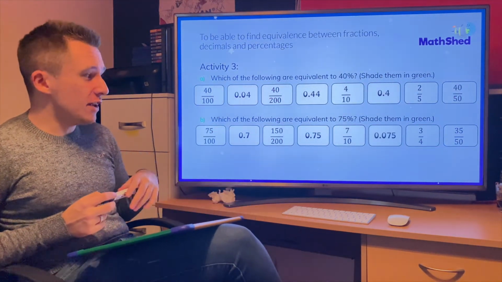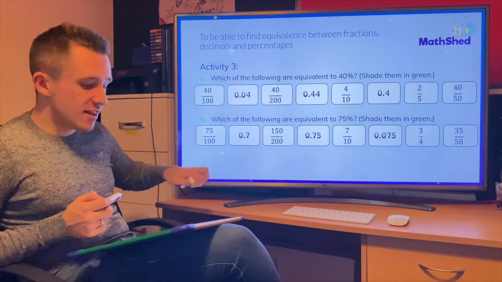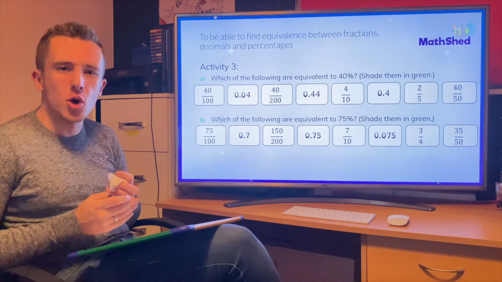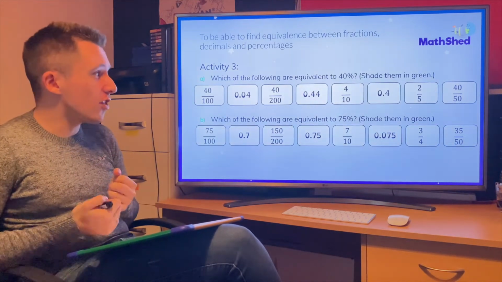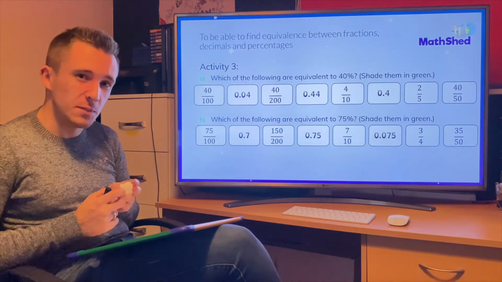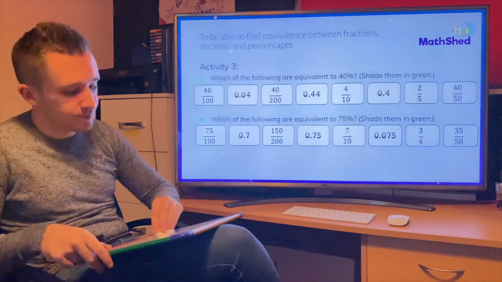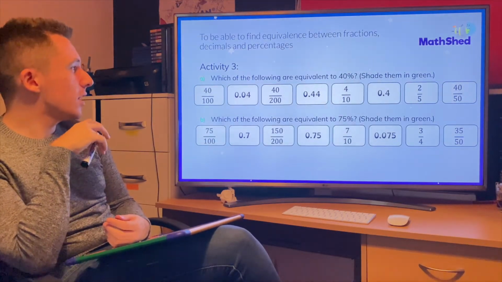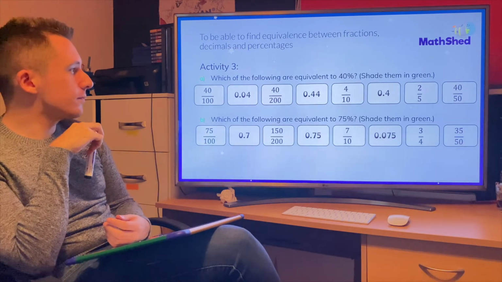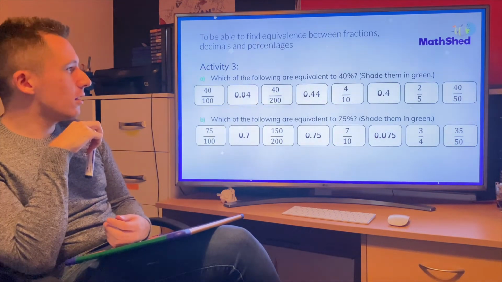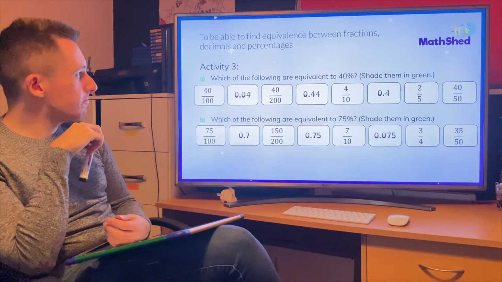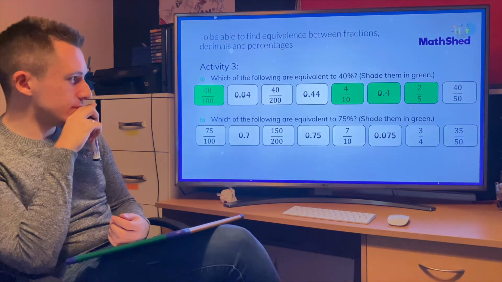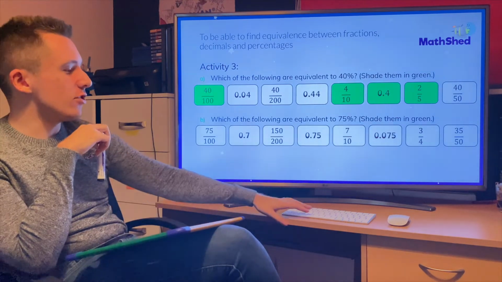Okay, activity 3 then, aimed at all groups please, same as we've just done. Can you have a go at shading in, or if you're doing this in your books, just write them down, the ones that are the equivalent to 40%. Off you go. Let's see how we got on. Here are your answers. And here are your answers for the second one.